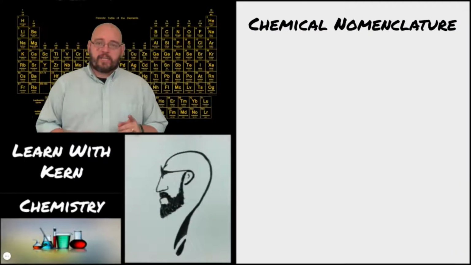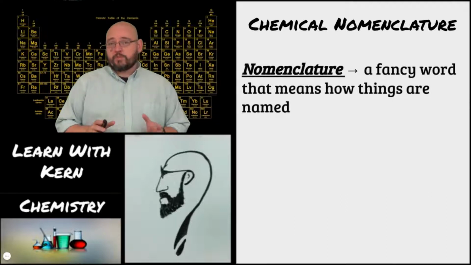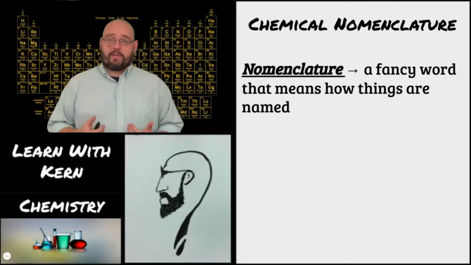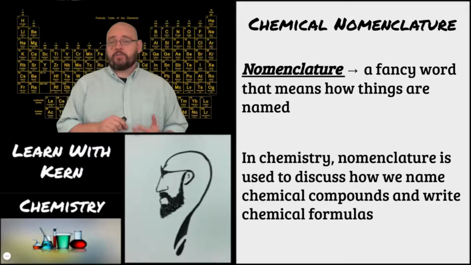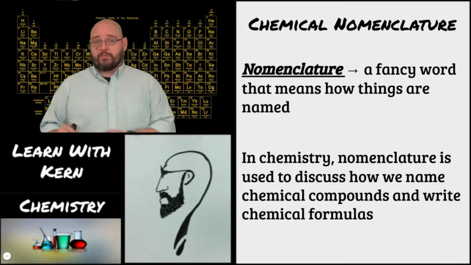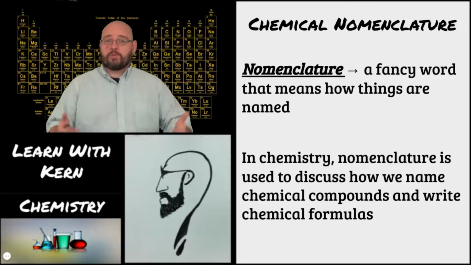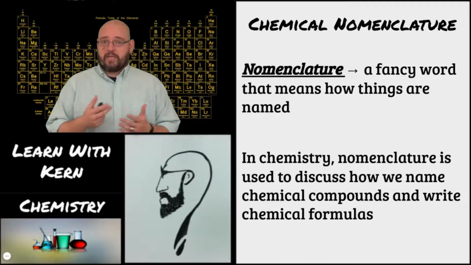Thanks for joining me. Today we are going to talk about chemical nomenclature. Now, nomenclature is a really complicated word, but it basically just means how we name things. So in chemistry, nomenclature is used to discuss how we name chemical compounds and write chemical formulas. So how we come up with those crazy chemical names that you see all the time everywhere.